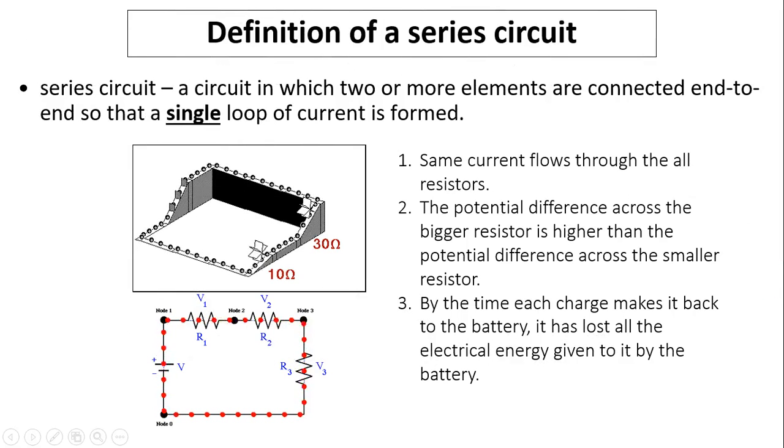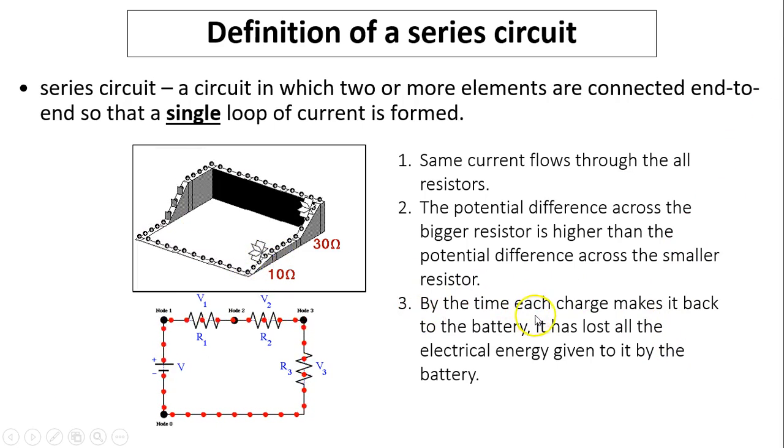Definition of series circuit. A series circuit is a circuit in which two or more elements are connected end to end so that a single loop of current is formed. So there are three things. Same current flows through all the resistors. The potential difference across the bigger resistor is higher than the potential difference across the smaller resistor. For example, the 30 ohms will take a lot more potential difference than the 10 ohms.